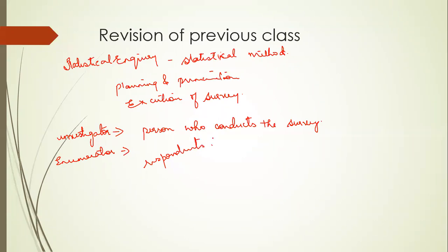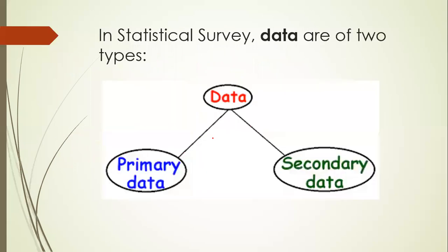In today's class, we will learn the two types of statistical data. In a statistical survey, data will be classified into two types. Yes, good Pradhudev. We have two types of data: one is primary data and the other is secondary data. Today we will learn what primary data is and the various methods under primary data.